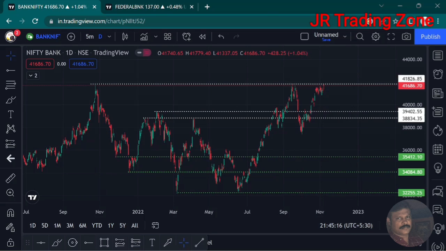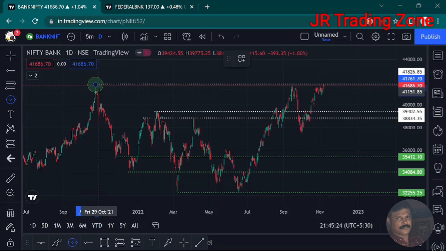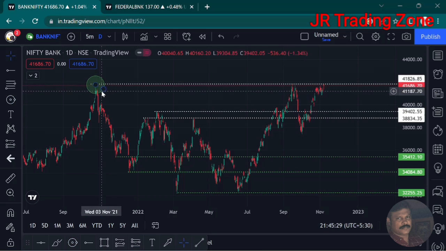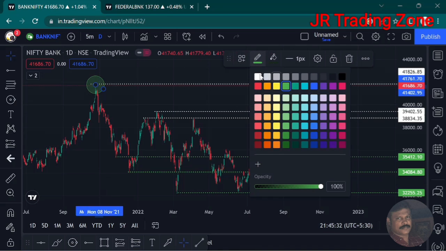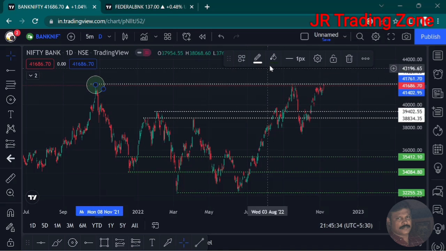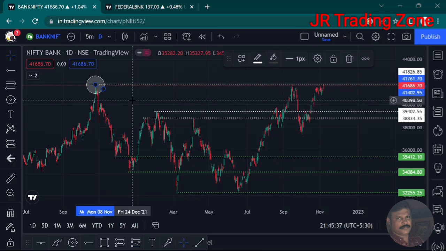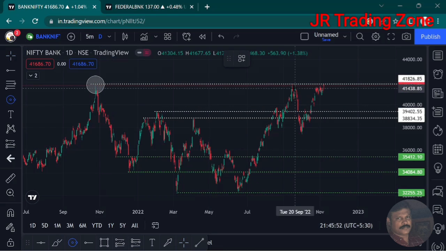See, now you can see the power of support and resistance. This is one resistance which we marked. We can give it a different color. This resistance we marked on 21st October. Right at this point, the resistance is taken again. The chart is moving downwards. Again, it is facing resistance here. You see?